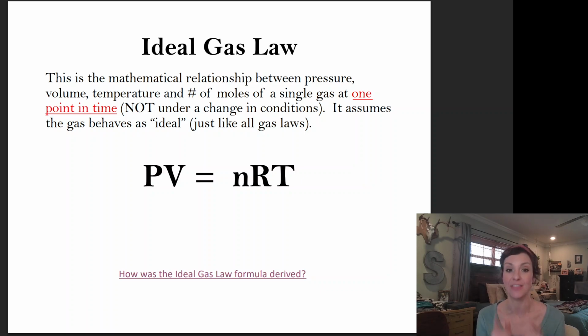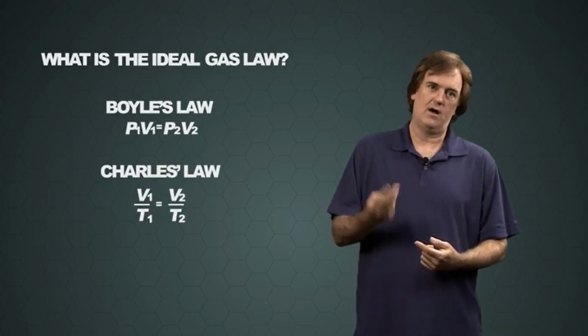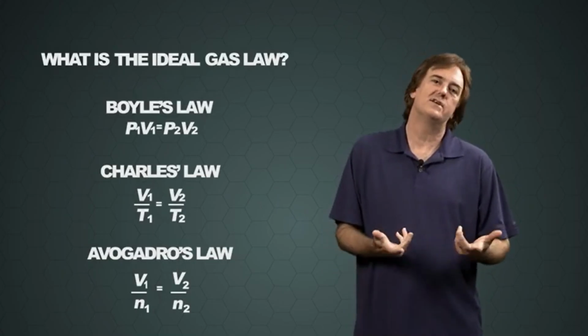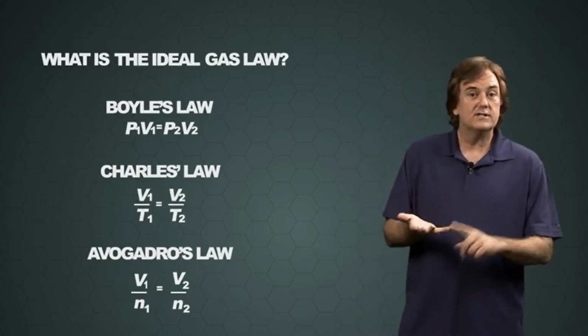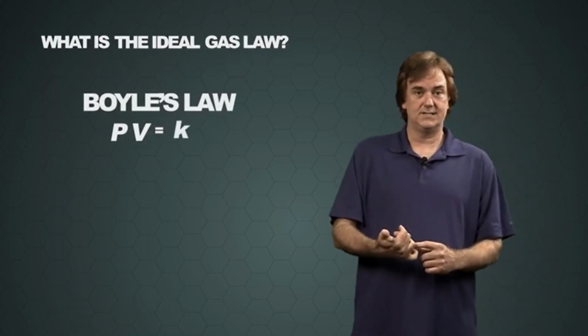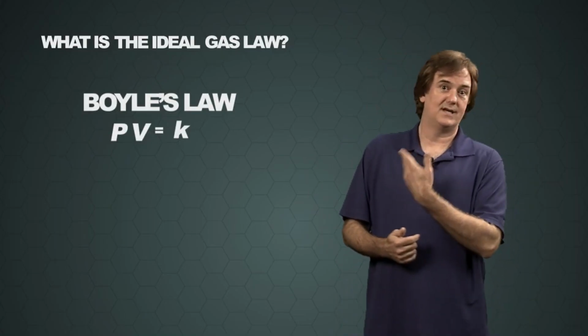So let's see how this equation was derived. What leads to the ideal gas law? It's really just a combination of all the laws we've put in place so far: Boyle's law, Charles' law, Avogadro's law. You put all those together and you will ultimately end up with the ideal gas law. So let's start with Boyle's law. Boyle's law is pressure times volume is a constant. And we've got that here now.